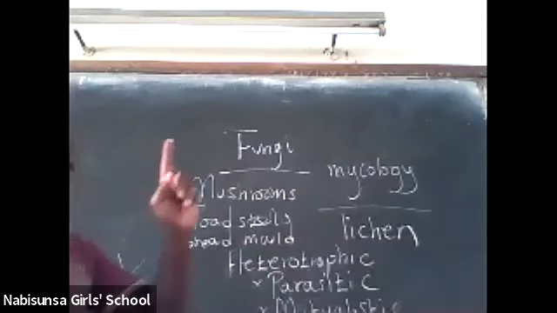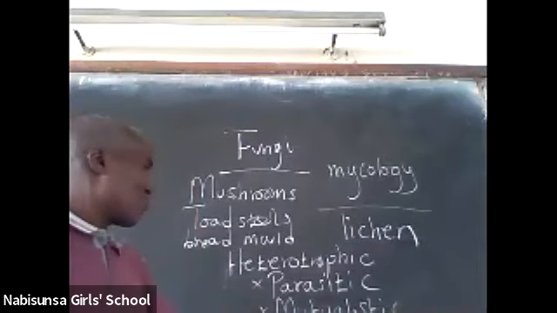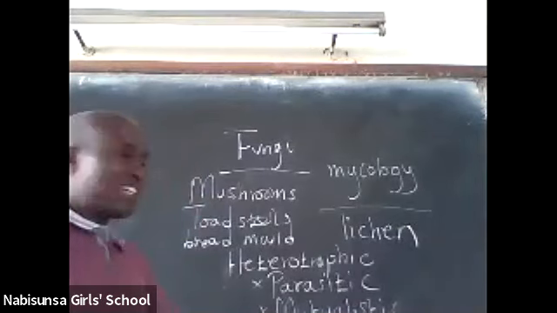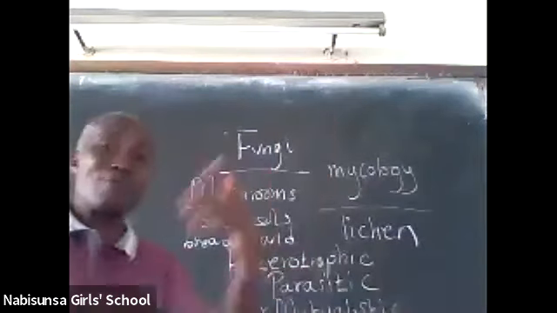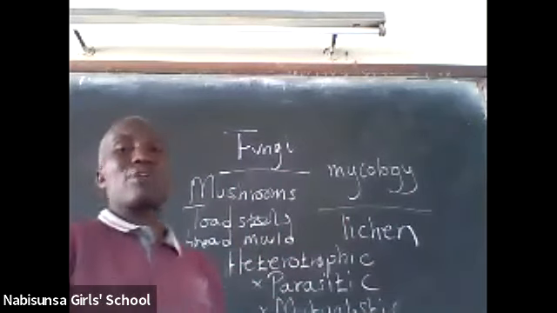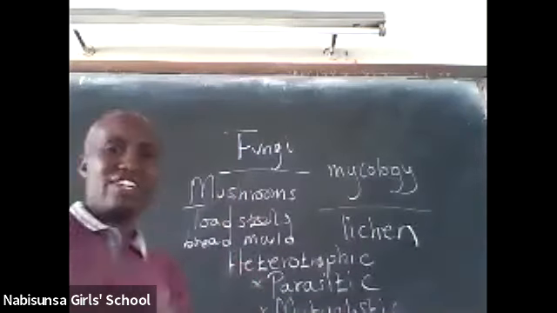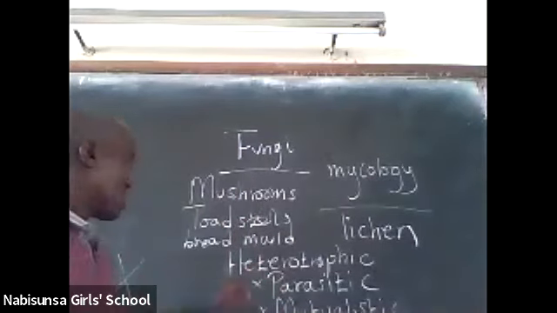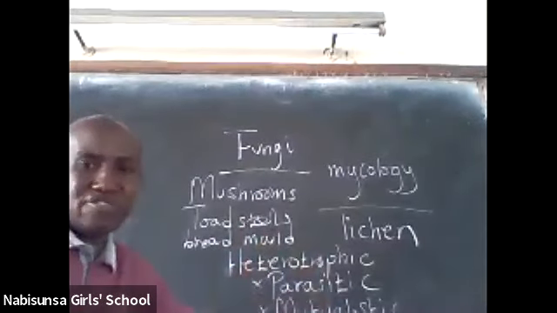Saprophytic. So whether the fungus is parasitic, mutualistic, or saprophytic, we are saying the fungus is unable to make its own food. It is obtaining food that is already made, or it is obtaining food from other living organisms. So we are saying all fungi are heterotrophic.